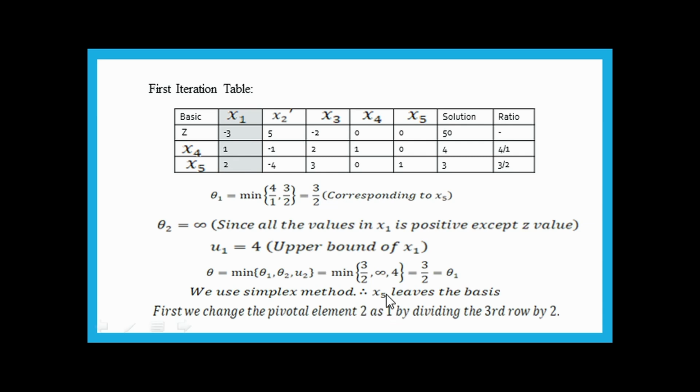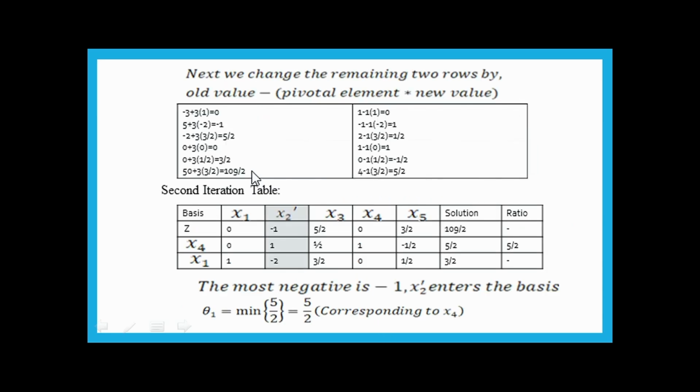So x5 leaves the basis. First we change the pivotal element 2 to 1 by dividing this row by 2. Next we change the remaining 2 rows by using the formula: old value minus the pivotal element into new value. So first the previous elements are minus 3, 5, minus 2, 0, 0, 50. The pivotal element is minus 3. So minus 3 plus 3 into 1 is the new value, so 0. 5 plus 3 into minus 2 equal to minus 1. Similarly, we have to calculate these column values.